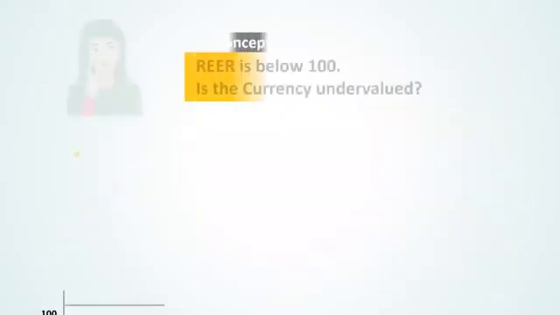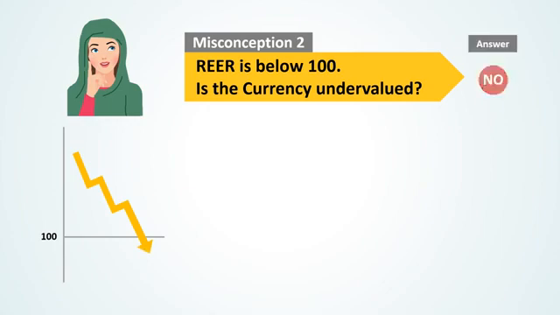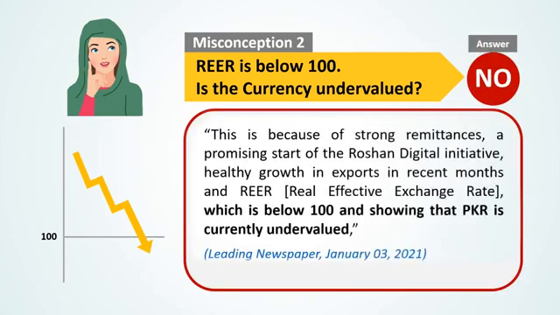And second, movement of the REER index away from its base year value of 100 is often interpreted as the overvaluation or undervaluation of the Pak rupee. The base year for REER is just for reference though, and doesn't imply that the currency was in equilibrium during that year. For example, if the REER index is at 95 and the value for the base year is 100, it doesn't necessarily mean that the currency is undervalued by 5% compared to the base year.